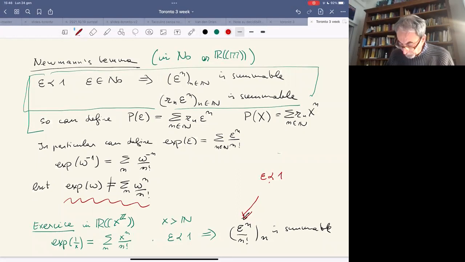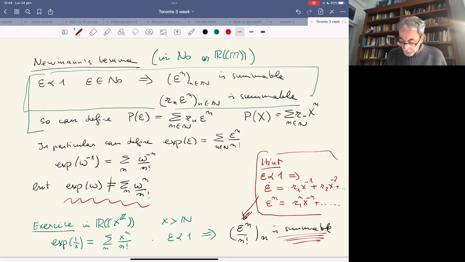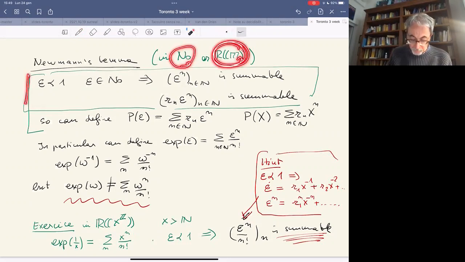Okay, epsilon, let me give you a hint. If epsilon is infinitesimal, then epsilon cannot contain a constant term, so it starts with x minus one, or maybe x minus two. I mean, it cannot contain x or x squared, otherwise it cannot be infinitesimal. But then it means that epsilon to the n starts with r1 to the n x minus n plus smaller terms. And this guarantees that this is summable. You do it as an exercise. But in general, in the surreals or in an arbitrary un-field, it's much more complicated to prove this lemma.